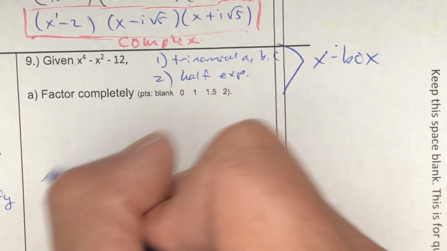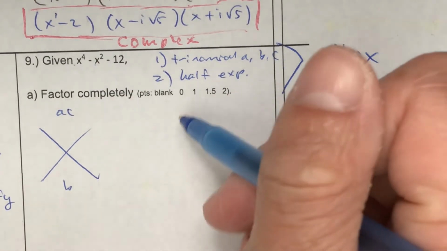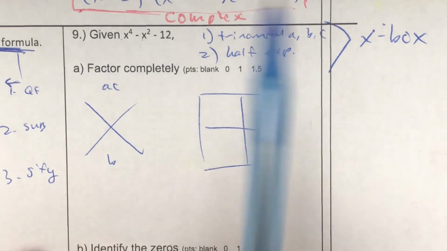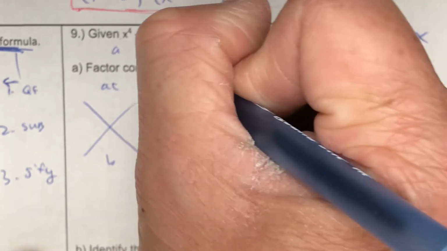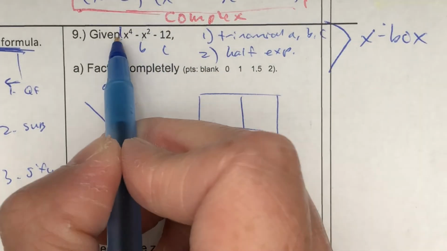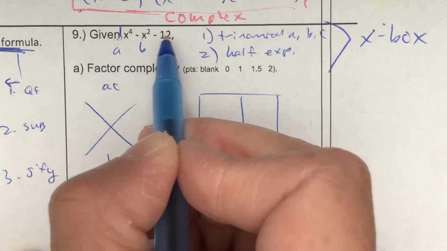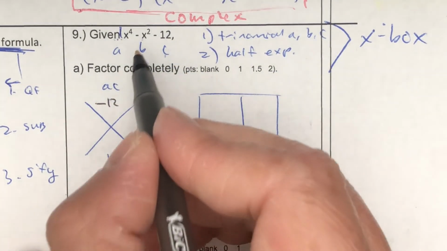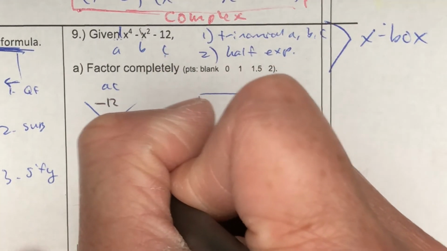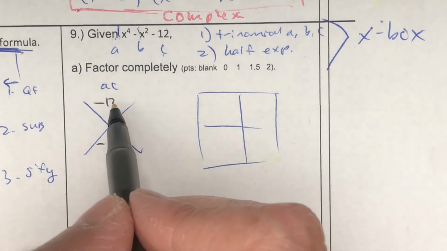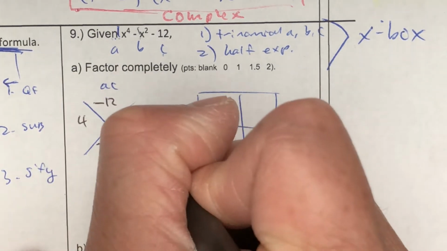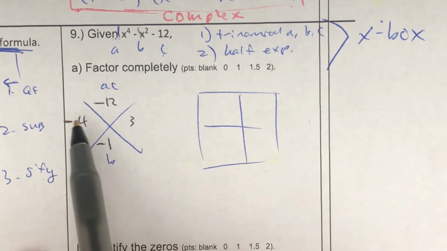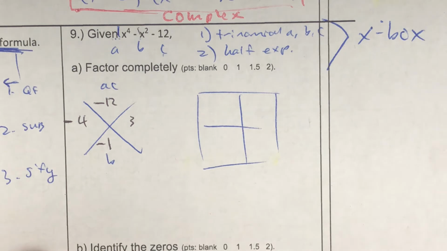So let's do x box. Your a, b, and c, your a value is 1, so a times c, 1 times -12 is going to be -12. And then my b value is going to be -1. Two numbers that multiply to be 12 are 4 and 3, and they need to add to be -1, so this one is going to be negative. -4 times 3 is -12. Add those together, you get -1.